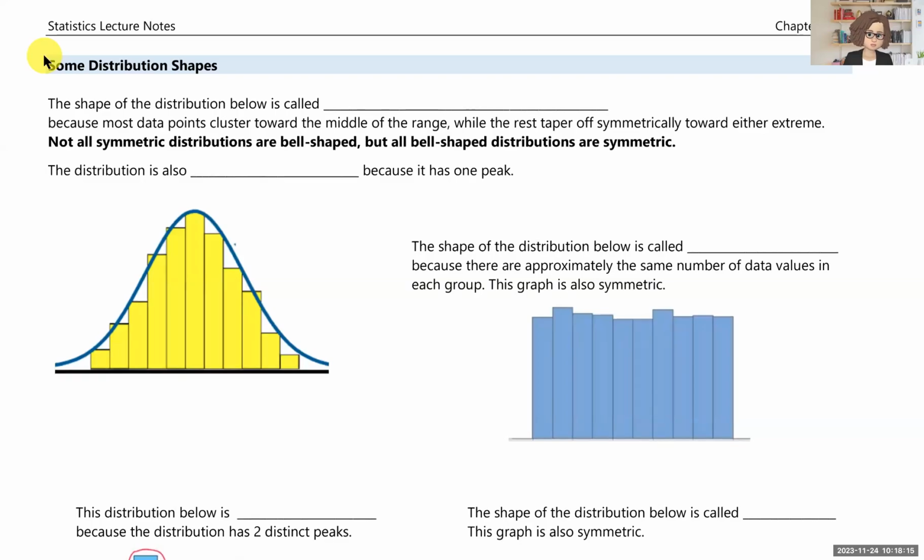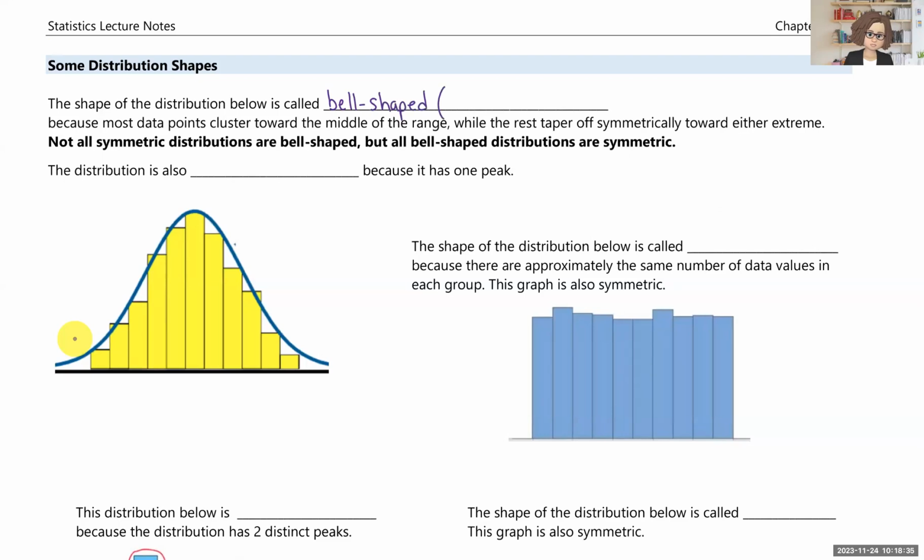Welcome. Here we'll take a look at some distribution shapes, some of which we've seen already. Let's start with our first one, the shape of that distribution. We saw this with the Chester's churros example. That is our bell-shaped distribution. So that distribution is called bell-shaped.